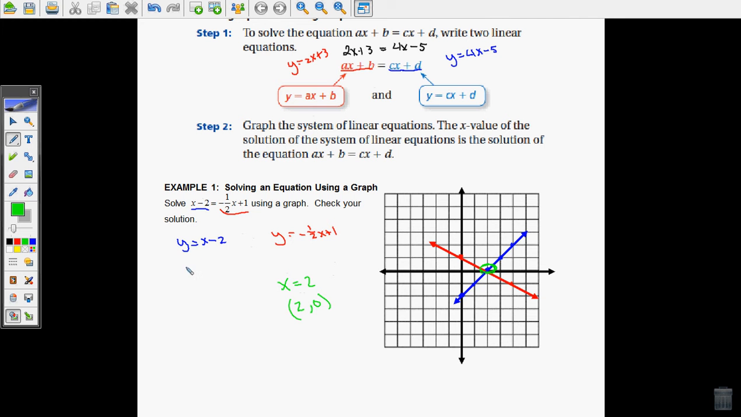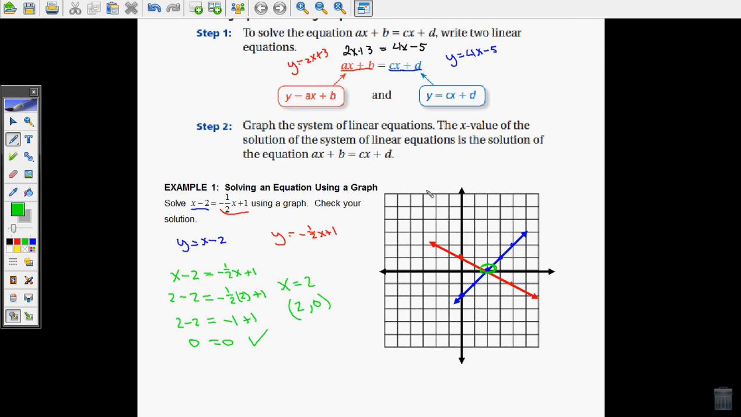If I plugged it in, I would have my original equation, x minus 2 equals negative 1 half x plus 1. And I plug in my value that I'm saying is a solution. 2 minus 2 equals negative 1 half times 2 plus 1. Negative 1 half times 2, that's negative 1 plus 1 over there, equals 2 minus 2. 2 minus 2 is 0. Negative 1 plus 1 is 0. 0 equals 0. That's absolutely true. So my solution works. Cool.